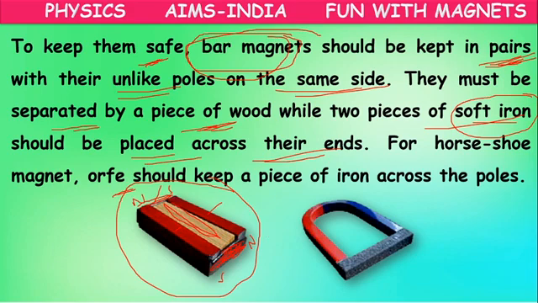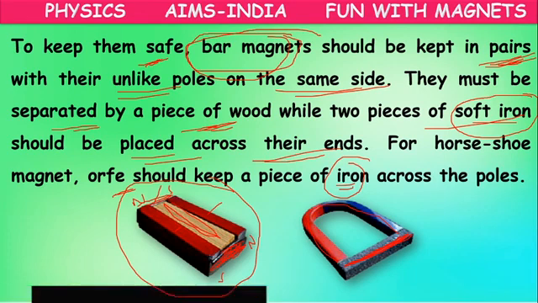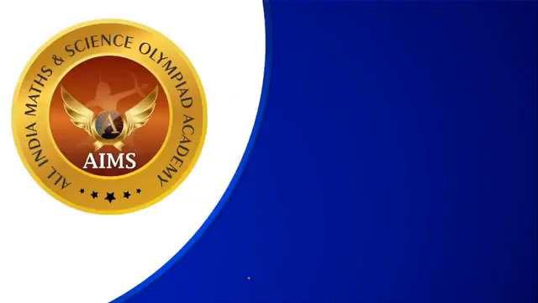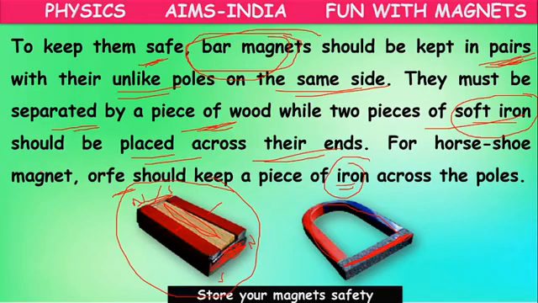So for a horseshoe magnet, we have to keep an iron piece across the poles. Why we are keeping like this, we can learn later. So for taking care of magnets, to keep them strong, to keep them from losing their strength, we have to arrange them in boxes with this proper arrangement. Okay, children.